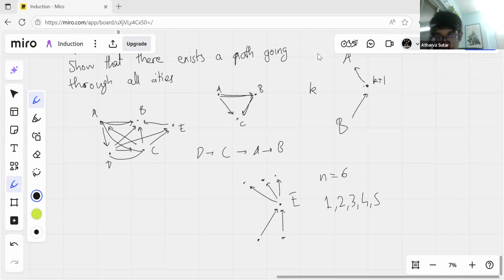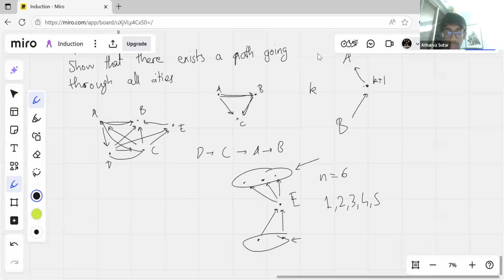Okay, so now that you have this, notice that both of these groups, first of all, don't have a single city in common, right? And both of these groups have to be less than 6 because you're taking one city out. So you know that there is a path going through all cities in this group, and you also know that there's a path going through all cities in this group.